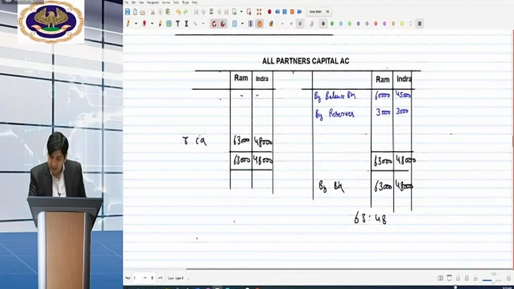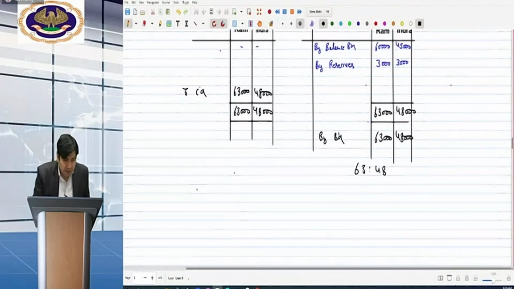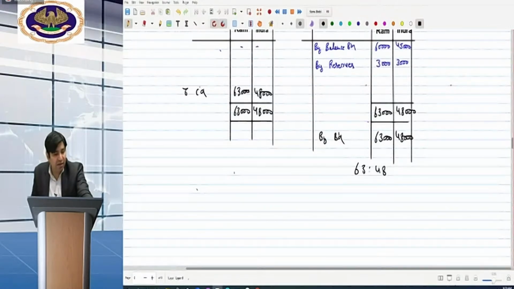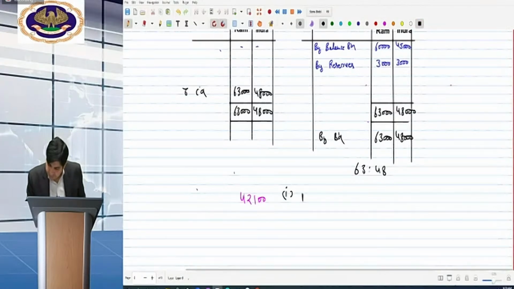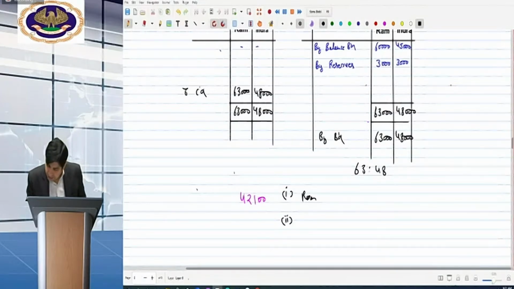Anyways, now the loss of insolvency is how much? Beta, tell me what was the loss of insolvency? That is 42,100. Can you please tell how much is the amount to be shared by Mr. Ram and Mr. Indra? Can you please tell, beta? I am waiting.